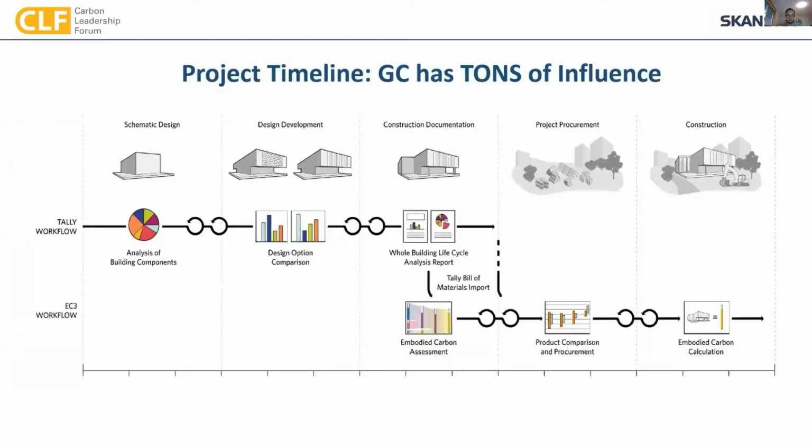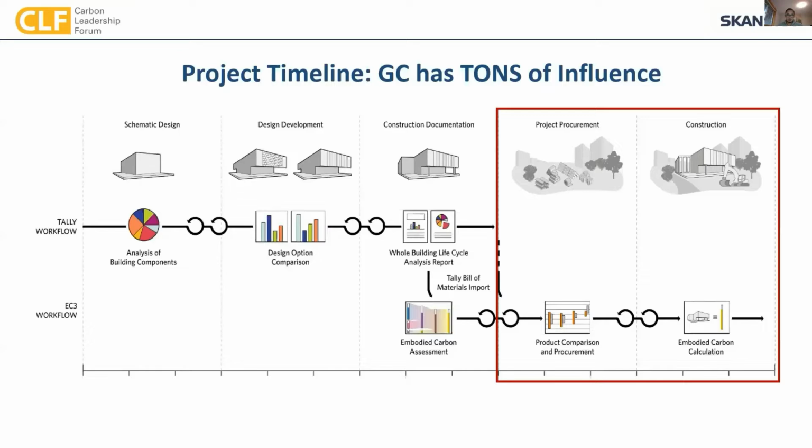When we're thinking about the project timeline, from design through procurement and construction, the GC has tons of influence when it comes to procurement and construction. We talked about specs earlier. A lot of the time, structural engineers and designers will not specify what mill we source our steel from or which fabricator we choose to work with. That is very much at the general contractor's discretion.